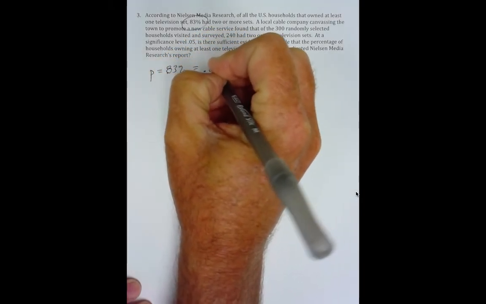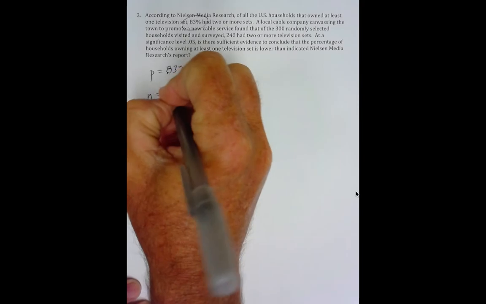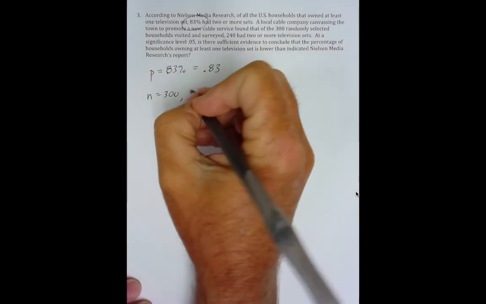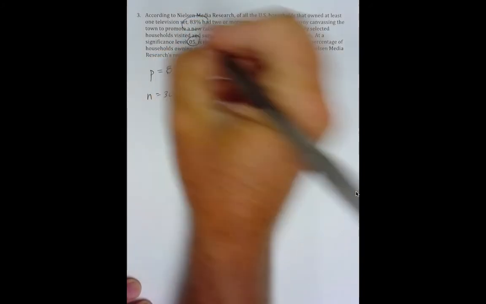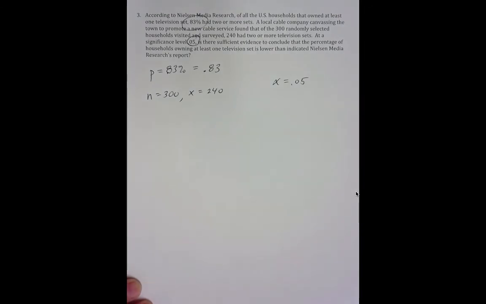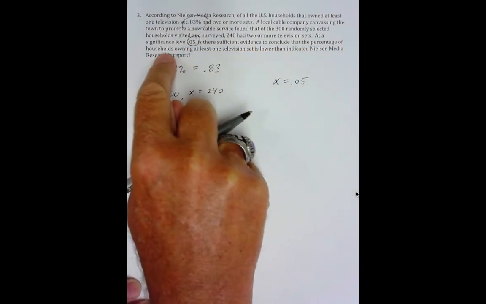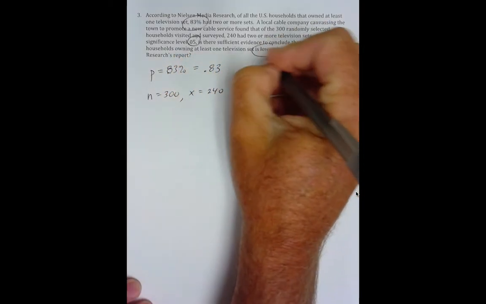Let's do the p-value approach. So according to Nielsen Media Research, of all U.S. households that owned at least one television set, 83%, guys, that tells me right there that P is 83%, which is always worked with as its decimal equivalent. A local cable company, canvassing the town to promote a new cable service, found that of the 300 randomly selected, 240 had two or more televisions. Significance level 0.05. Is there statistical evidence to conclude that the percentage of households owning at least one television set is lower?